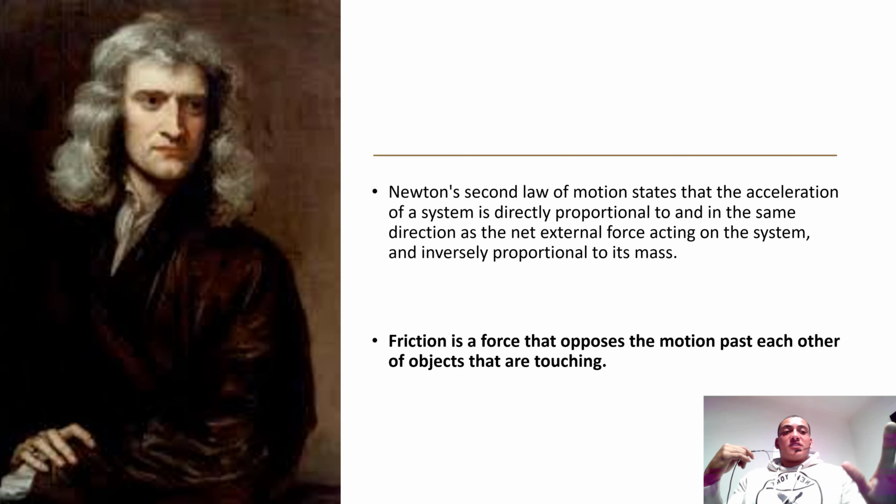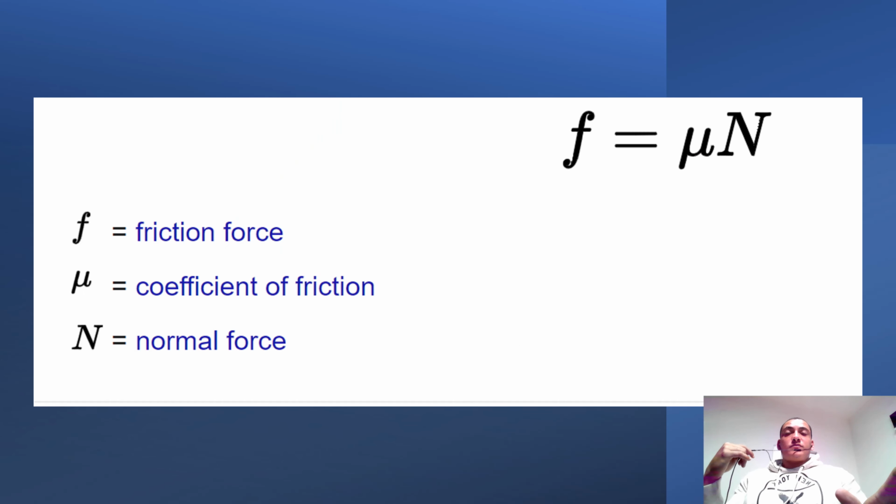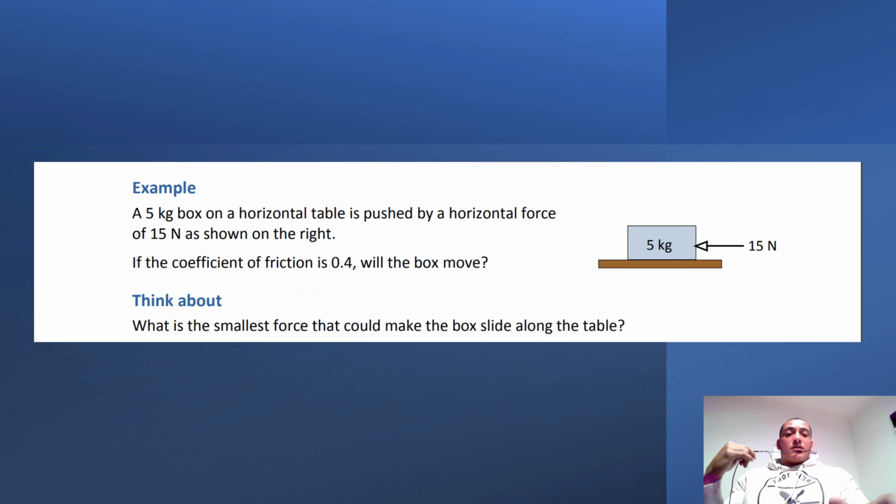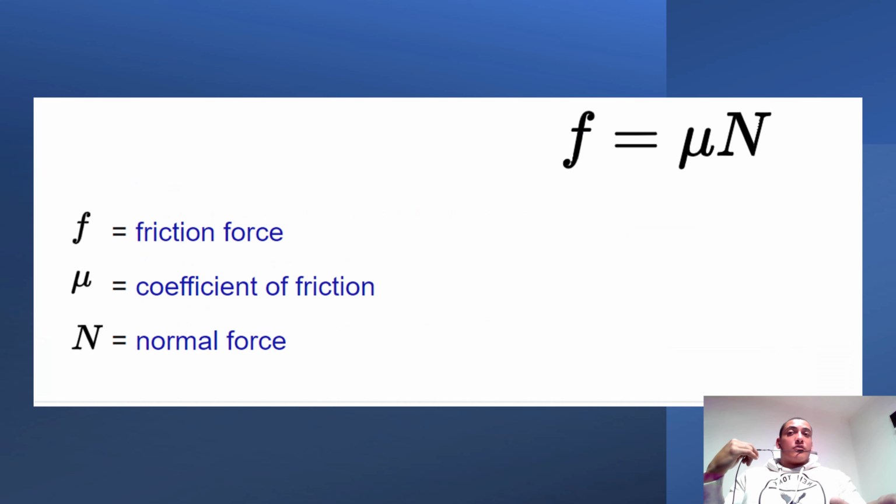So let's look at examples, and we're going to start simple and advance from there. But first, let's look at the formula for friction. As you can see, the formula is F equals the coefficient of friction multiplied by the normal force. Normal force is represented as N.